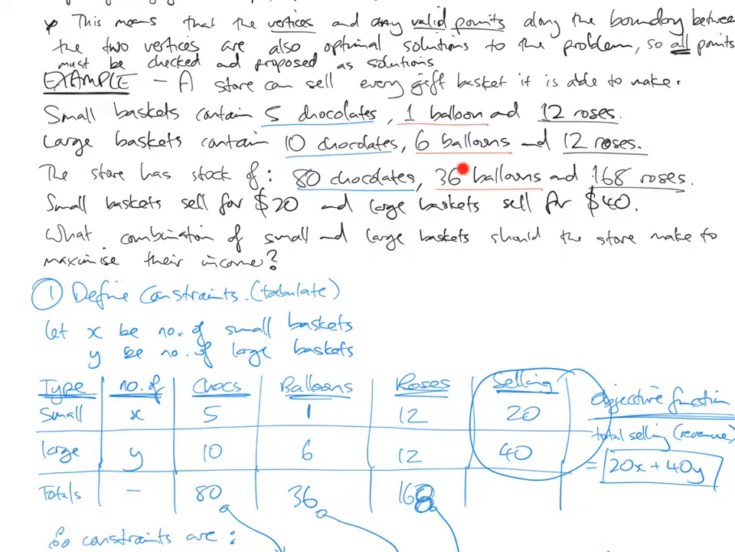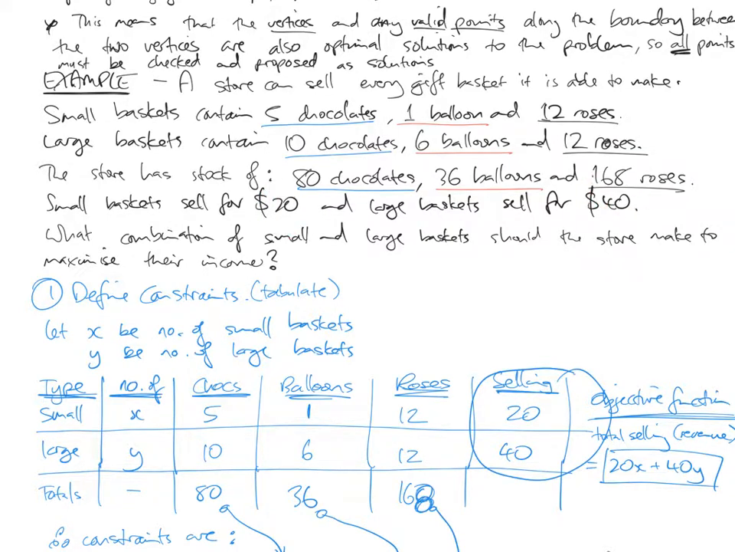So you can see these are the limits already. These are what are going to define the constraints. Small baskets sell for $20, large baskets for $40. What combo of small and large baskets should they make to maximize their income? So we're trying to find an optimal value, which is going to be a maximum, and that maximum is going to be for the linear function of revenue, or the total selling price of these baskets.